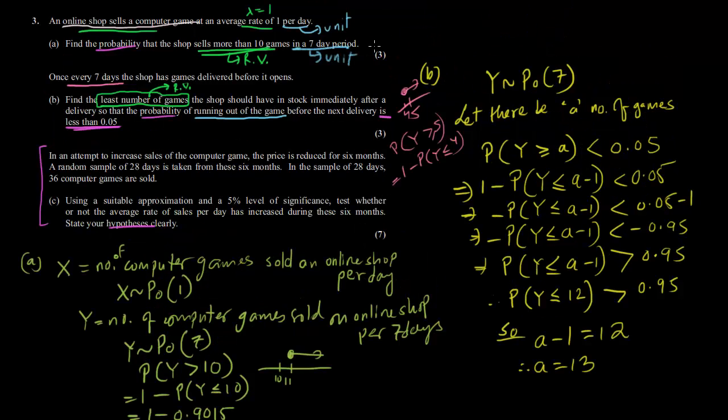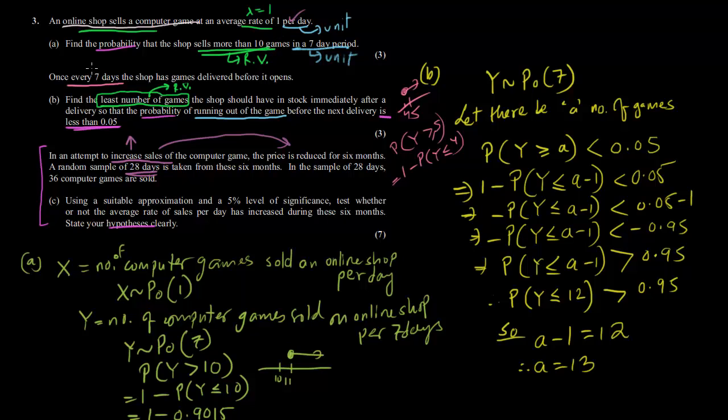The final question is hypothesis testing. So let's read this very carefully. It is a very good idea to always read the question. In an attempt to increase the sales of the computer games, the price is reduced for 6 months. Okay, since price has never been mentioned before, it would not be part of the parameter of the questions. So in order to increase the sales, they reduce the price. This is what they do. A random sample of 28 days. Remember, first it was per day, that was X.